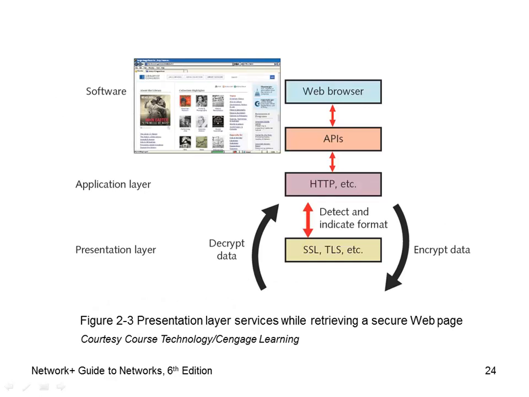So here they're showing one more step in our same graphic. I've got a web browser that talks to an API that then sends HTTP traffic that is then decrypted and encrypted with SSL or TLS or whatever encryption we're using.